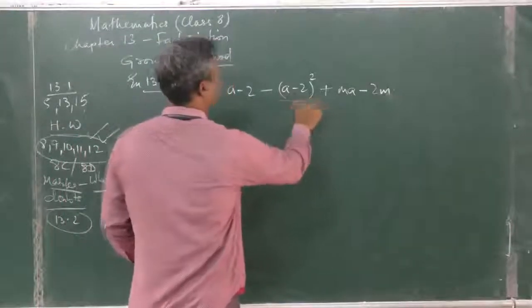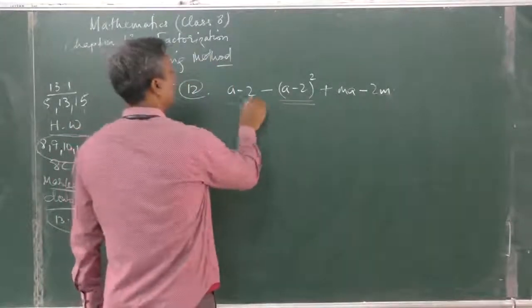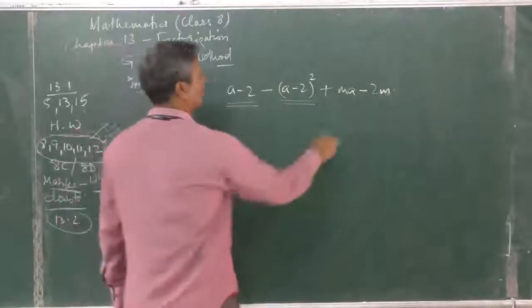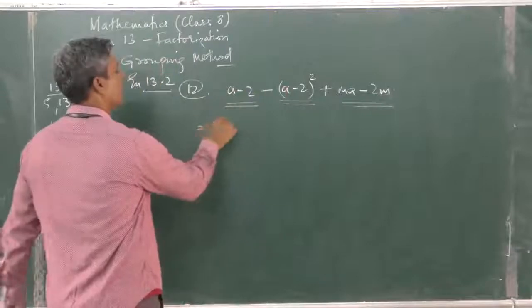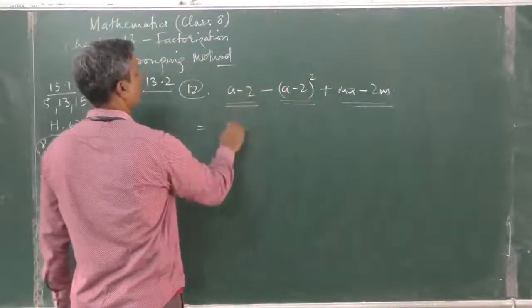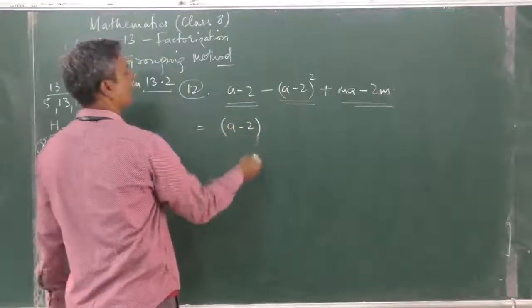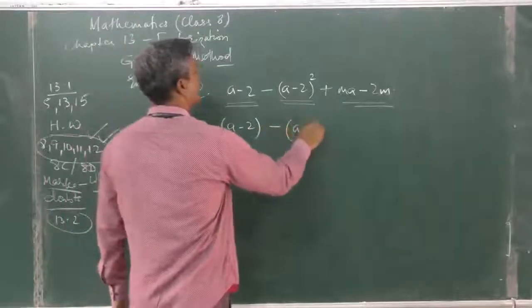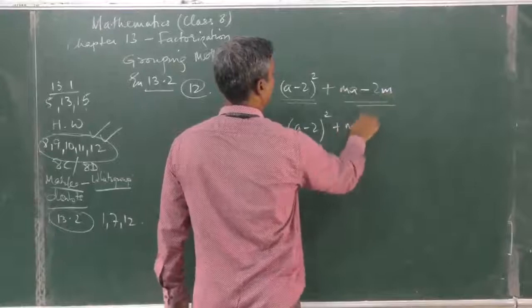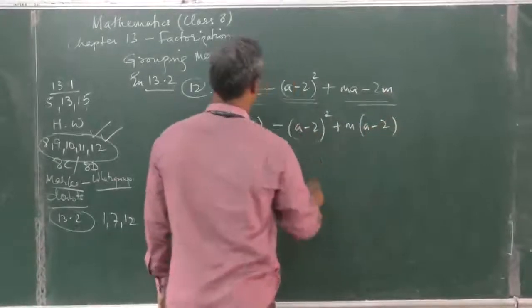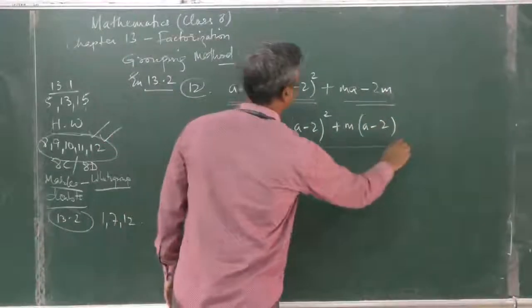This already looks to be in a group. Leave it alone. Then take these two together in one group and these in one group. So now your groups are there. What is common in this group? Nothing. You may just want to write a minus 2 and put brackets. Again, a minus 2 square. Over here, what is common? m into a minus 2.